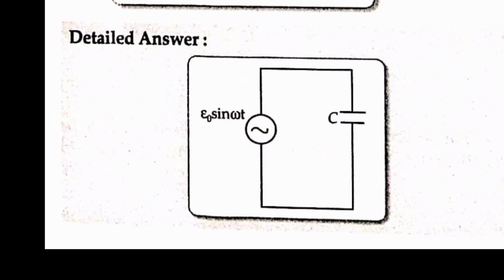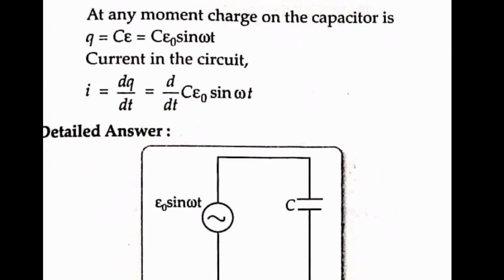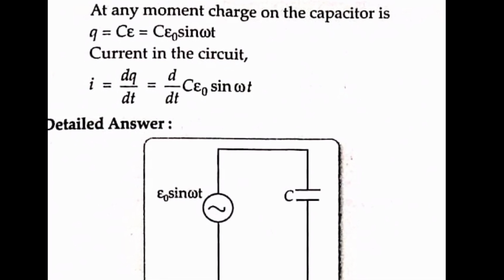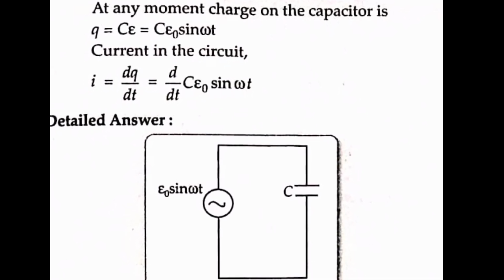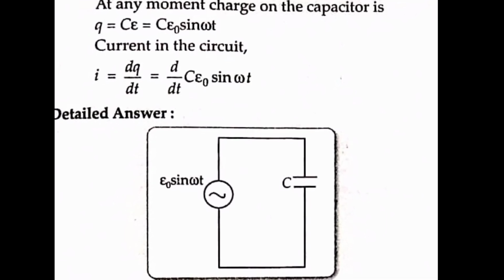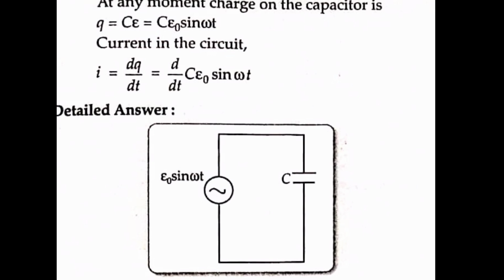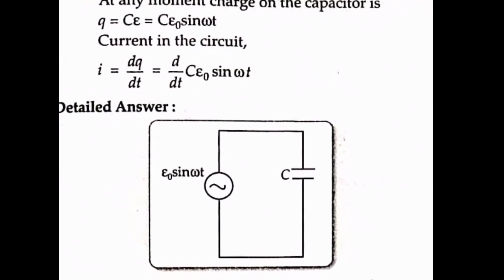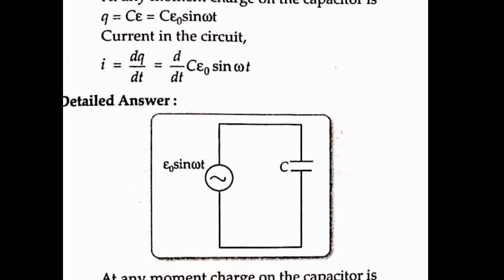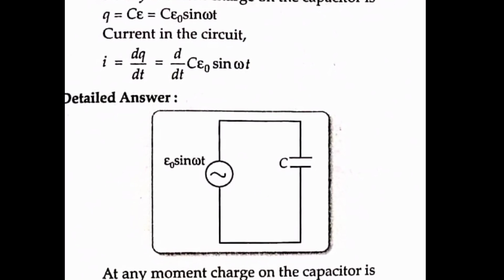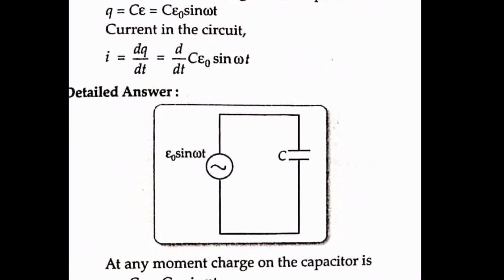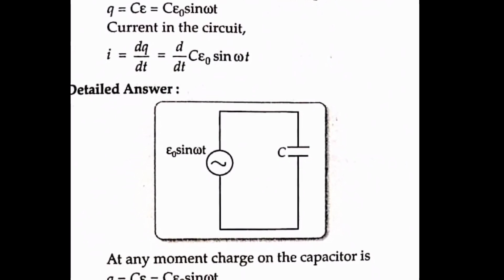For that, which equation can be used? Here we can use the equation I is equal to dq by dt. How can we find Q in the case of capacitors? Q is equal to CV. Here we have E instead of V, so instead of CV, what can we write here? We can write CE, because instead of V we have taken E. So Q is equal to CE, and the value of E is E0 sin omega t. Substituting that, Q will be equal to C E0 sin omega t.